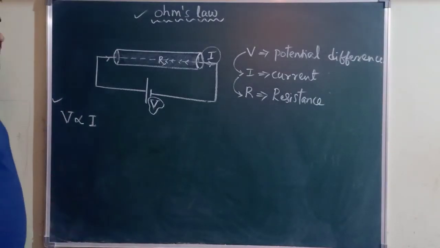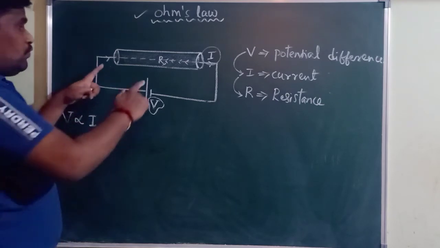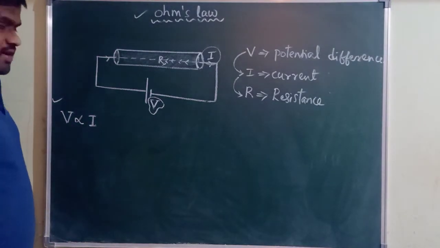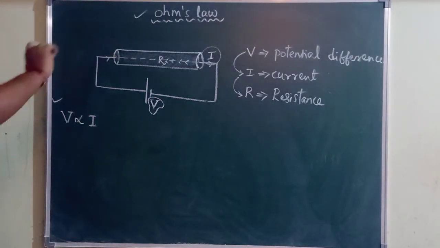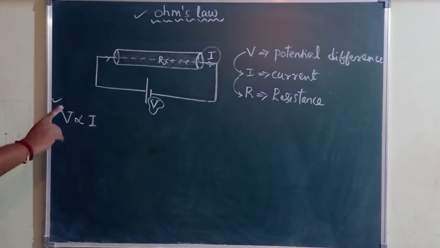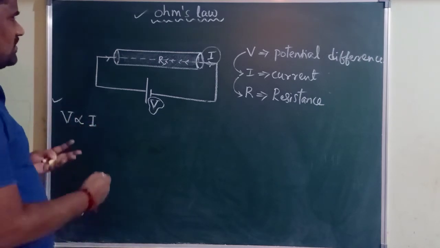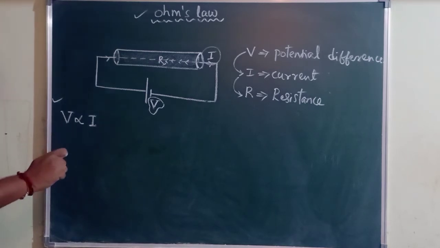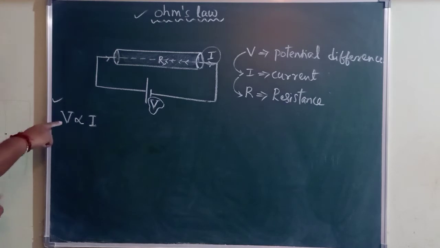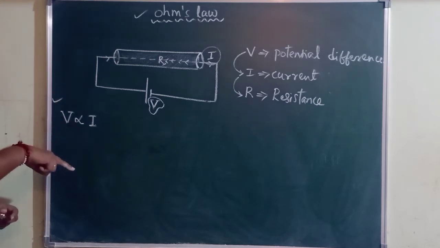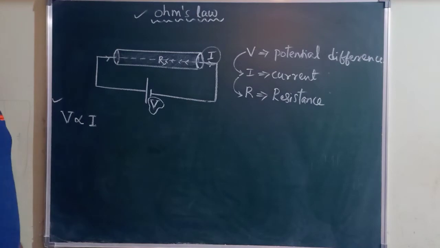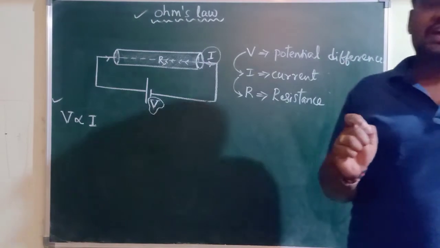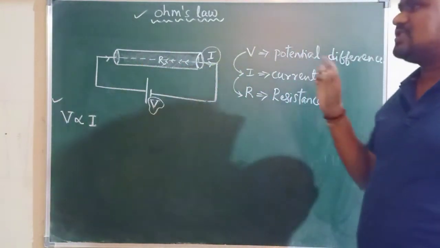Then how do you give the statement of Ohm's law? What is V here? V is called the potential difference applied across a conductor. What is I here? Current flowing through a conductor. How are both related? Both are directly proportional to each other. Then what is the statement of Ohm's law? Potential difference applied across any conductor is directly proportional to the current flowing through a conductor, provided physical conditions must be constant.